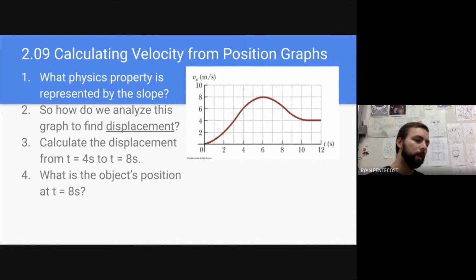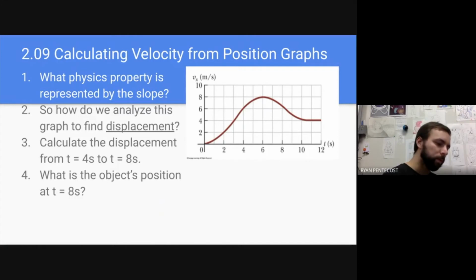Now, how do we analyze this graph to find displacement? So displacement can be found by going backwards, right? So we found the slope of the graph to get to acceleration. But what do we do to this graph to go the other way? We can go from position to velocity to acceleration. How do we go from velocity back to position? So what we can do is we can find the area under the curve, and that will tell us the displacement over that time period.